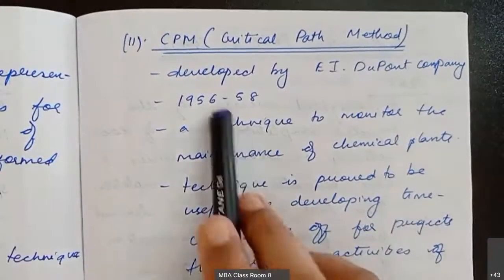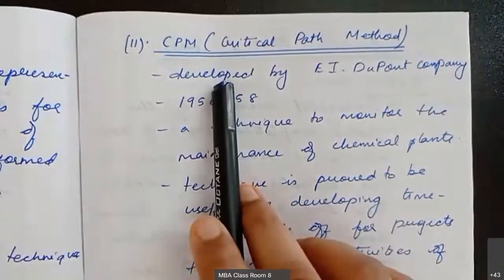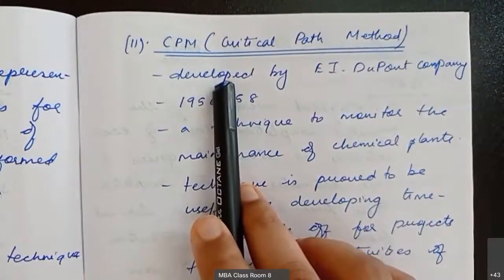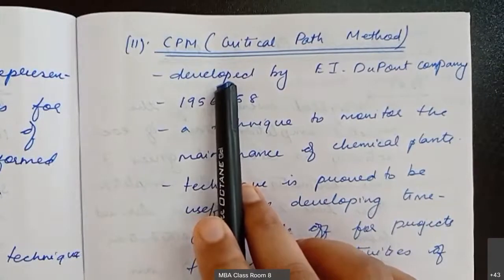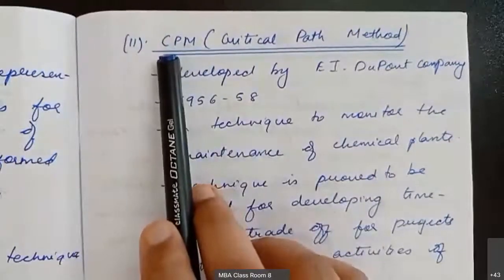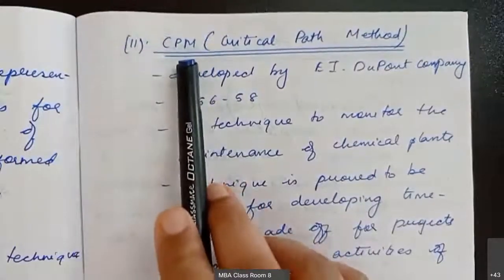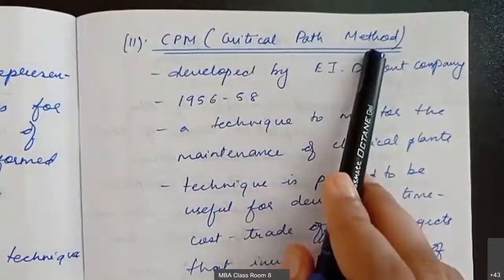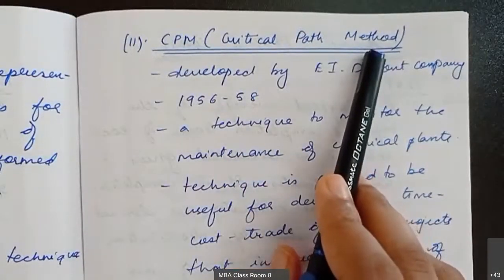CPM is used for projects where we already know the time. For each activity, we know how much time it is going to take. If we know that beforehand, for such a project we'll be using the critical path method, for estimating the critical path. Is it clear?